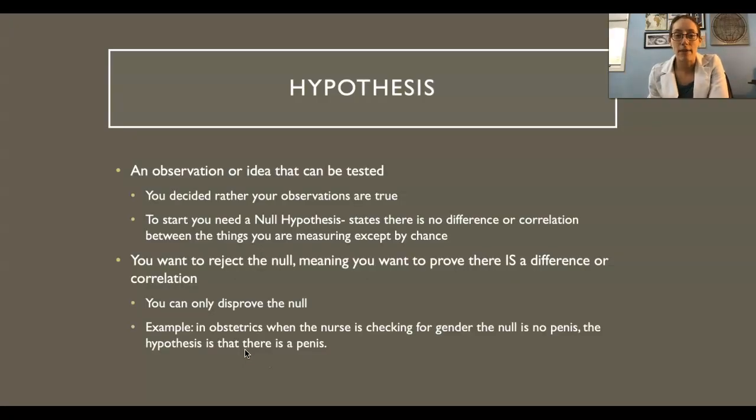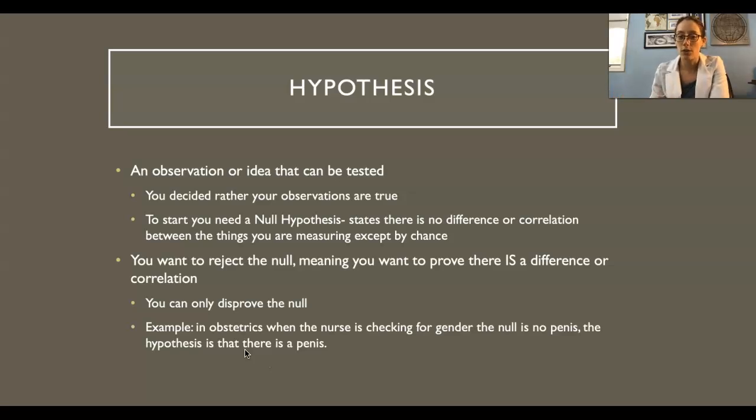So just a reminder, a hypothesis is an observation or an idea that can actually be tested. Basically, you're trying to decide whether your observations are true. To start, you need a null hypothesis, and that states there's no difference or correlation between the things that you're measuring except by chance. You want to reject the null. So the null is the opposite of your hypothesis. It says there is no correlation. Your hypothesis says that there is some sort of a correlation.